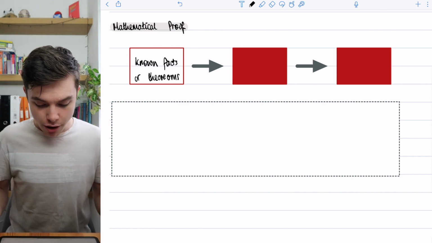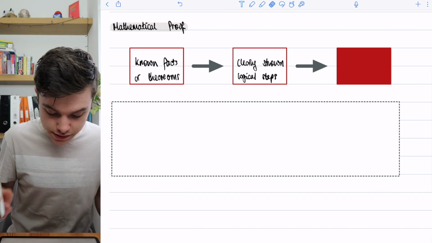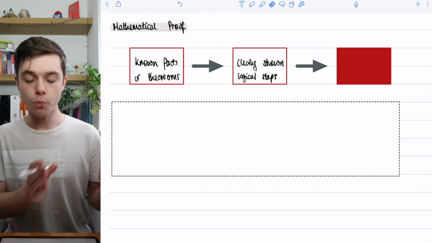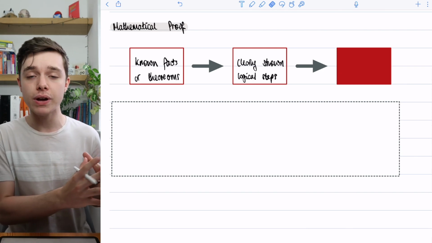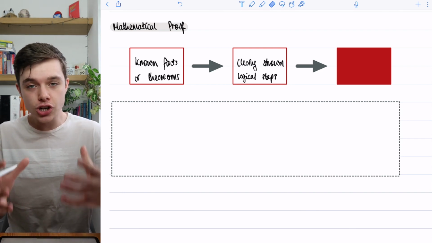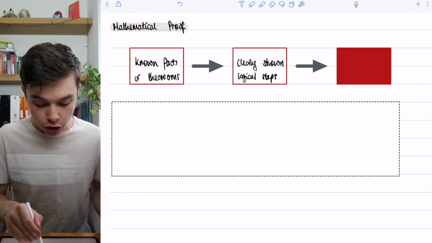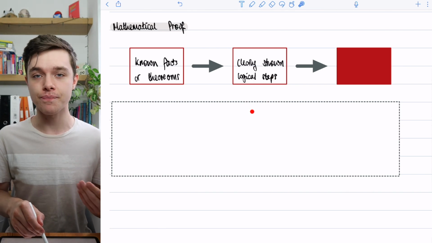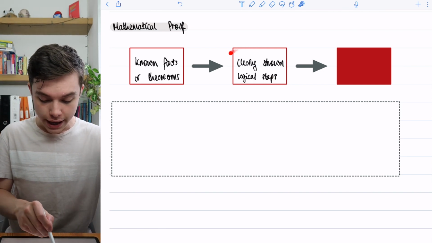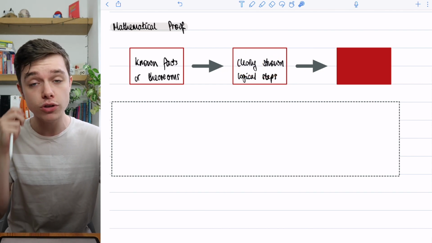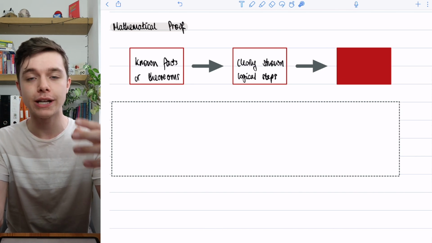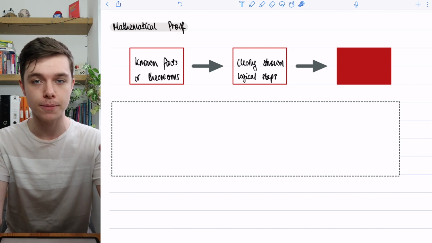Then we go across the arrow to the second box that says clearly shown logical steps. So we start with a fact or a theorem we might need to prove, and we do some clearly shown logical steps. Logical meaning they make sense. You haven't just pulled those steps out of thin air. Clearly shown, you have to show those steps clearly. It has to be clear the maths that you're doing to prove this theorem or statement.